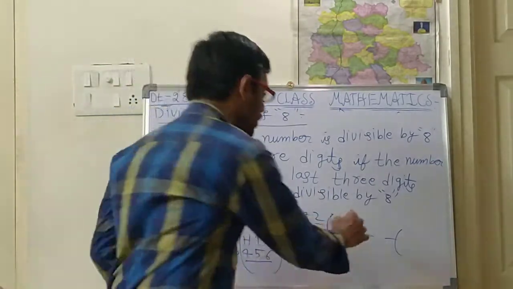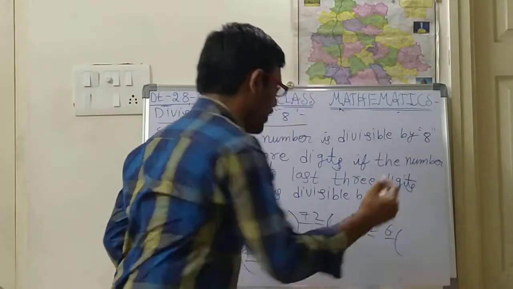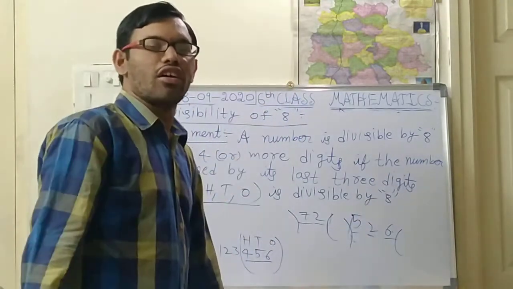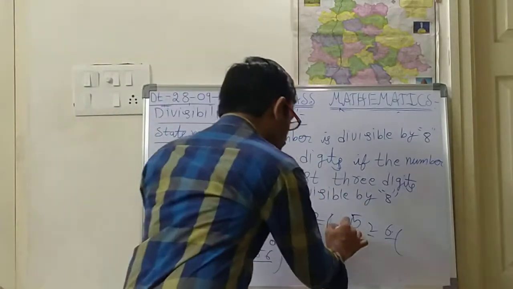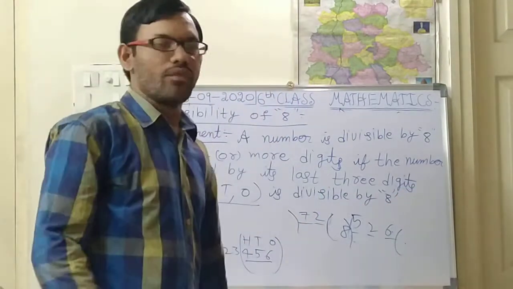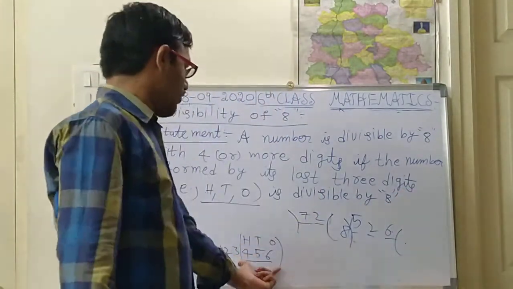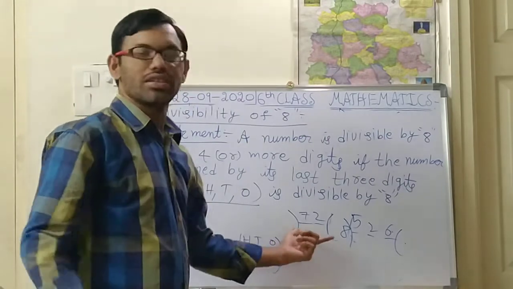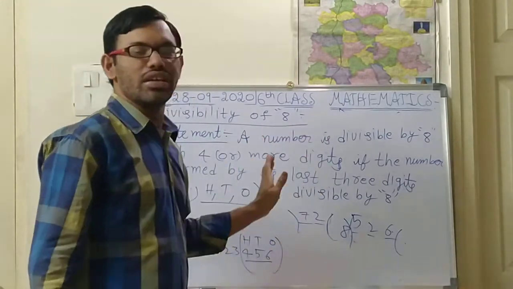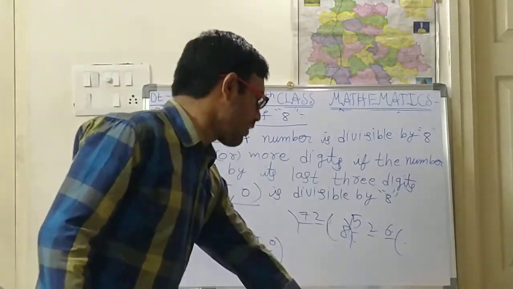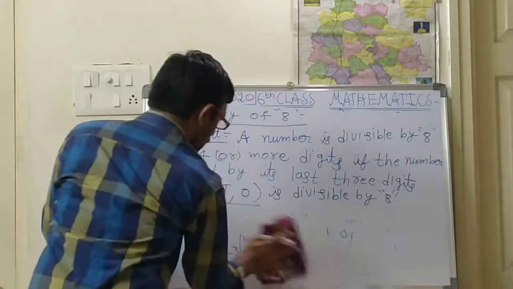Suppose 526 is there. Whether it is divisible by 8 or not, how you are supposed to do? You are supposed to do the general division only. If you know general division for the 3 digit numbers or 2 digit numbers, then you can get it very easily. This is about half of the statement.